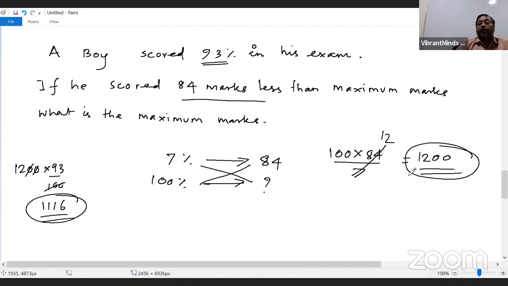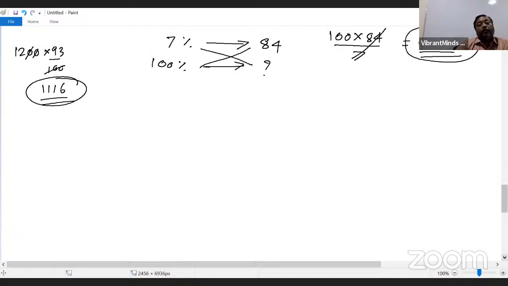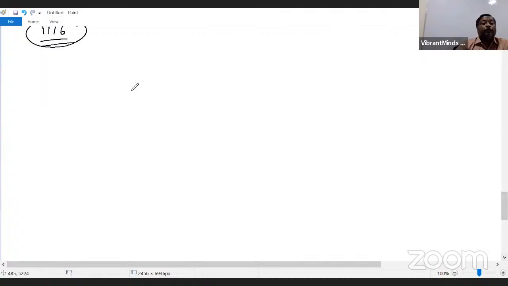See, this is the 84 marks difference. Are you getting it? Is it clear? Now, again, a very important question is this. Please have a look.